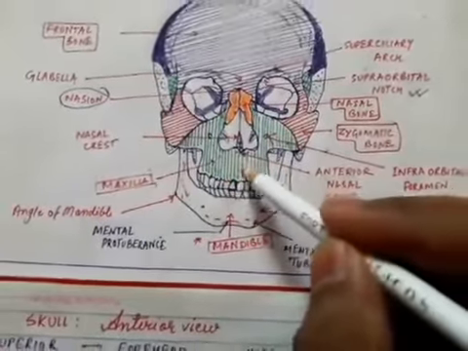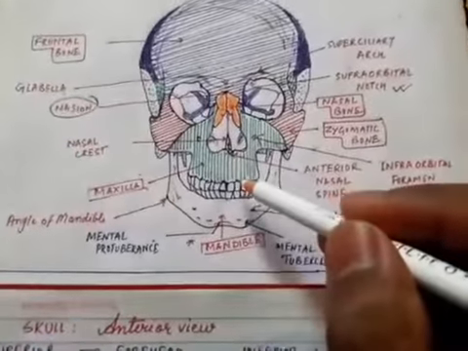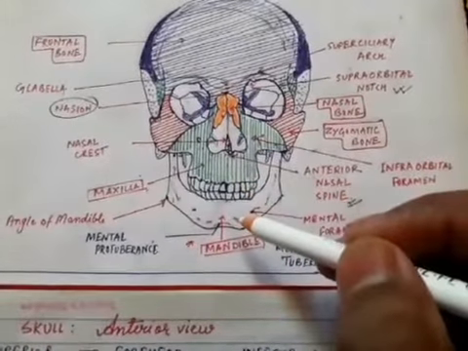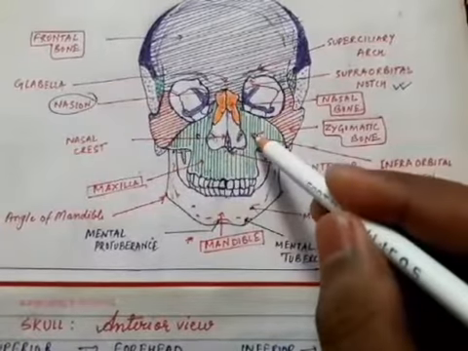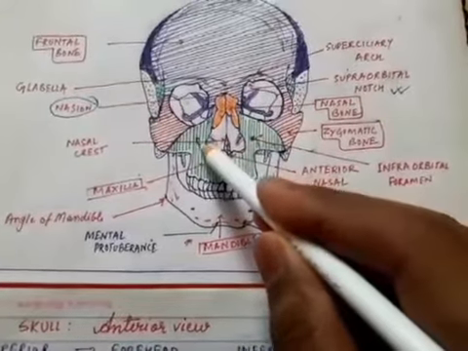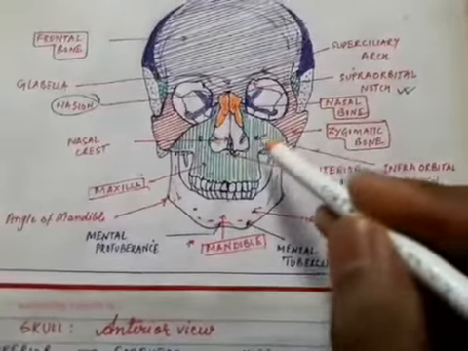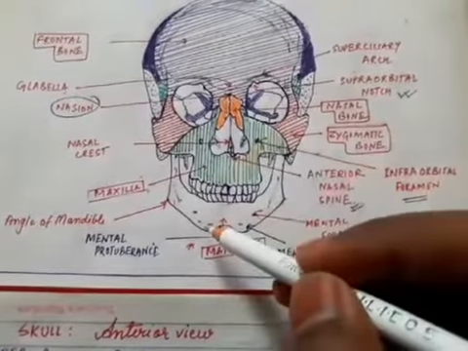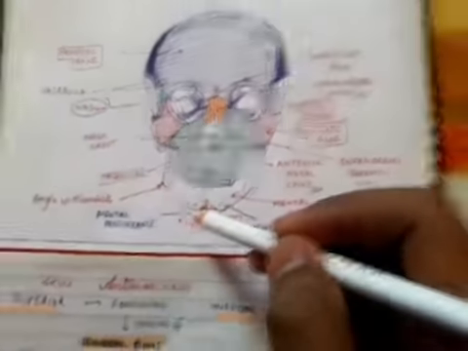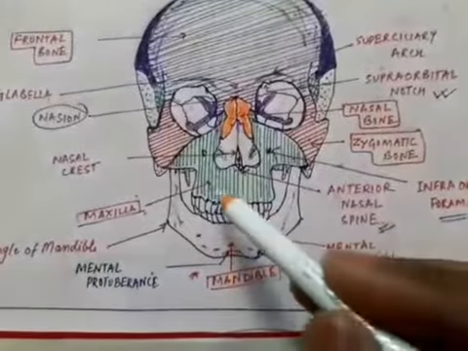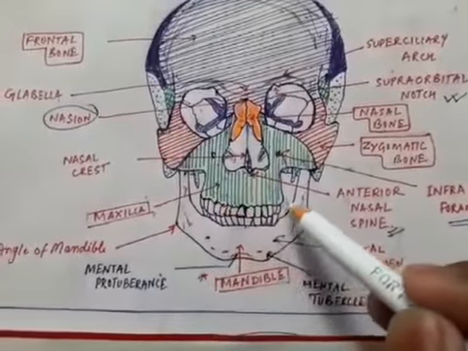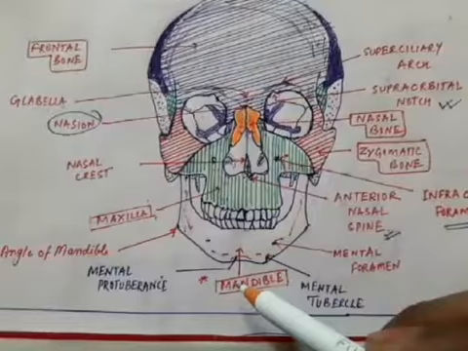And on the anterior surface of body of maxilla, we can see here there are two foramens. These are called infraorbital foramen. These are present just below the inferior rim of the orbit. Another structure that we can see is the alveolar process. It contains the teeth and forms the upper jaw.